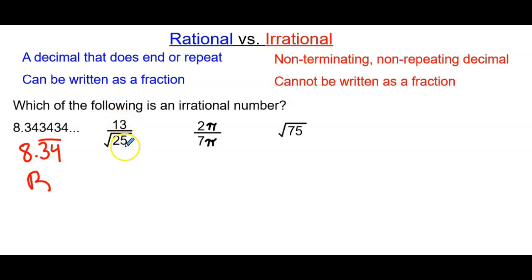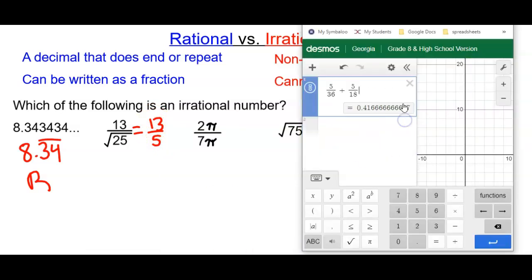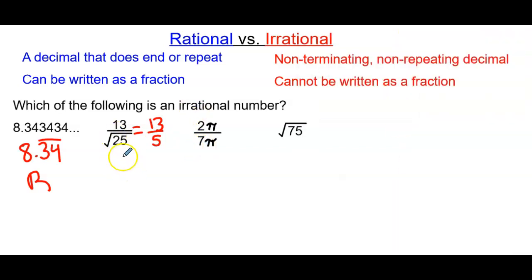13 over the square root of 25. The square root of 25 equals 5. So you could rewrite this as 13 over 5, and that is a fraction of integers. That is going to be rational, but you could also type it in, and I would encourage you to type in any that you're not sure. Square root of 25, and you would see that that is a decimal that ends. That equals 2.6. That decimal ends, so it is rational.